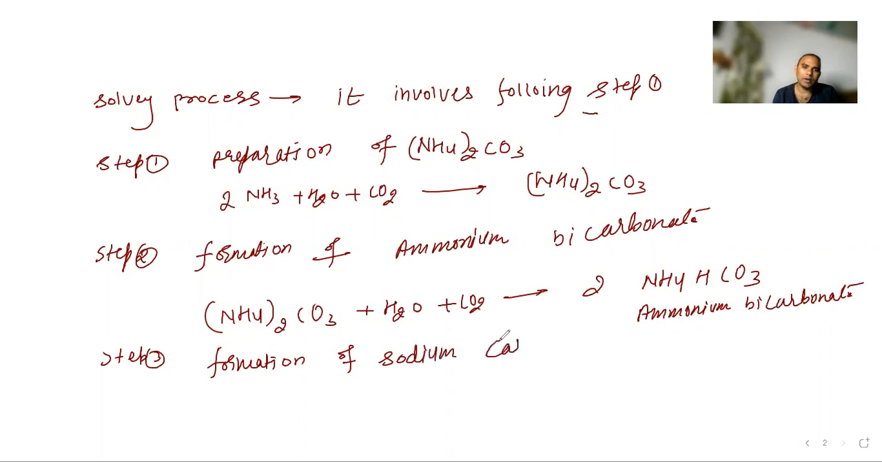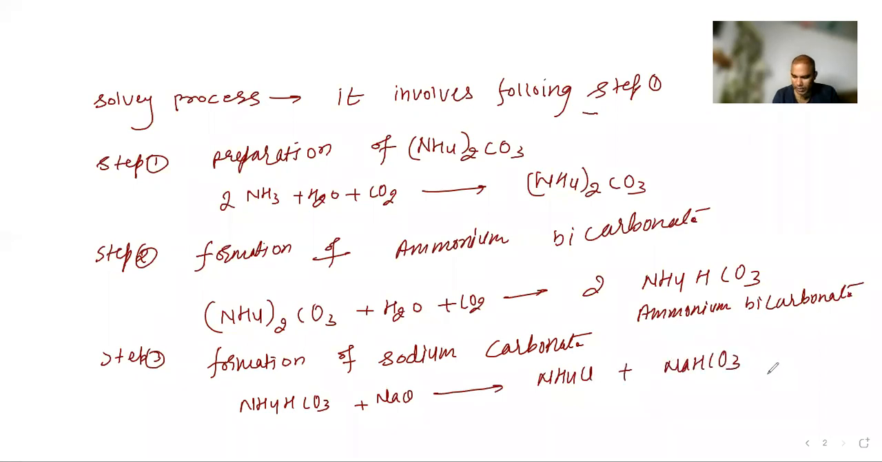So how can you prepare sodium bicarbonate? You take the ammonium bicarbonate, NH4HCO3. This is ammonium bicarbonate. You treat it with NaCl. So it gives NH4Cl plus NaHCO3. This compound is sodium bicarbonate, you can say sodium hydrogen carbonate.